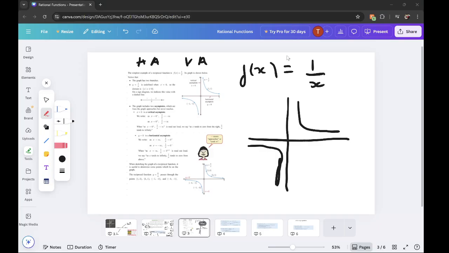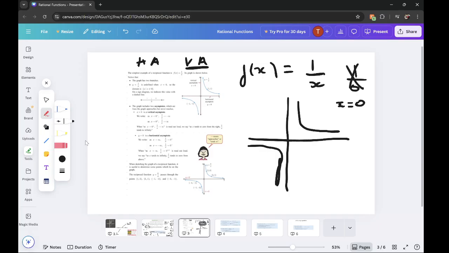So the easiest to understand over here is your vertical asymptote. So 1 over x, that means that you're looking for any value of x that will not give you 1 over 0. You do not want this value at all. So the only value over here that will give you that is x is equal to 0. So this is your vertical asymptote.